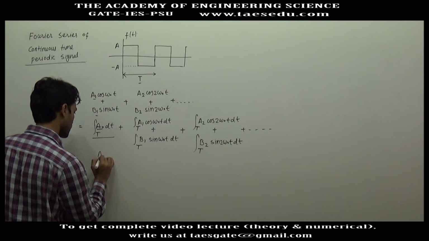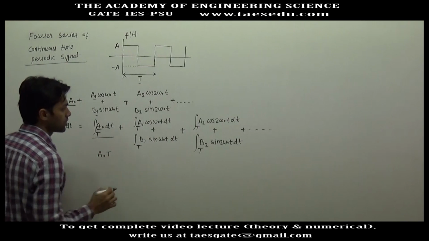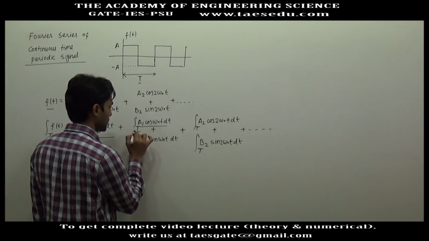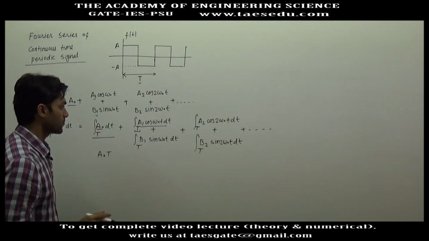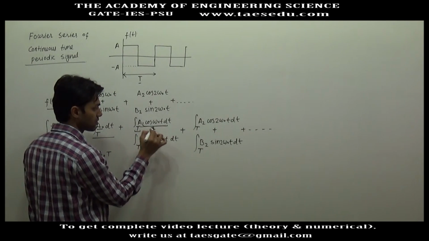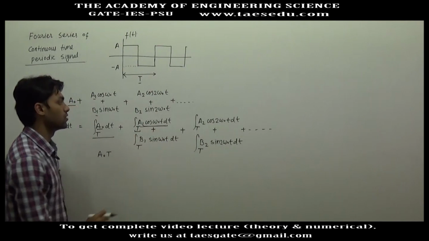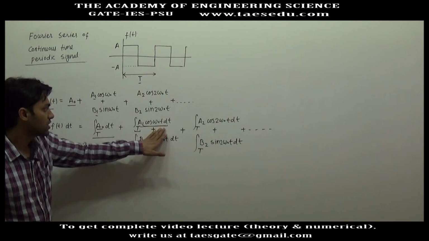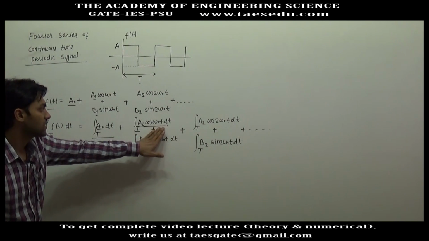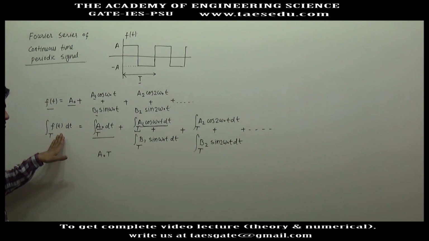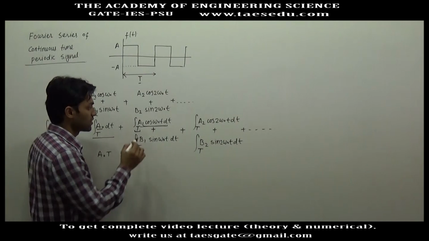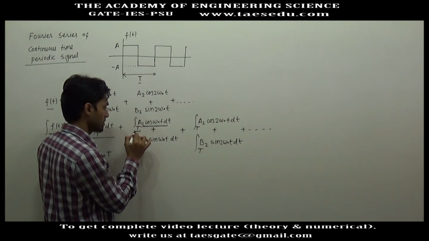We'll get a naught into capital T. What is the integration of this term over a time period T? First, what will be the frequency, or the time period, of this term? This is the fundamental component, so the frequency of this signal will be equal to the frequency of f(t), or the time period of this signal will be equal to the time period of f(t), and T is nothing but its time period. So the time period of this cos signal is T.